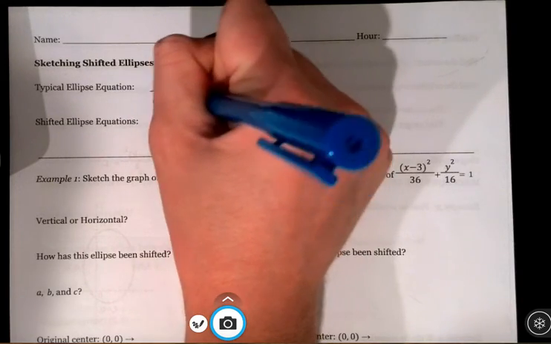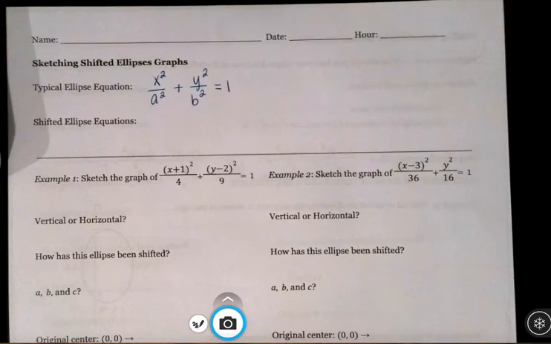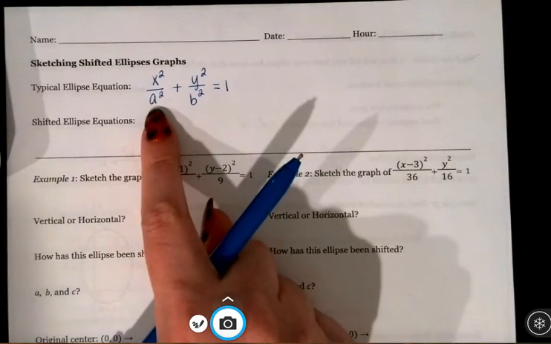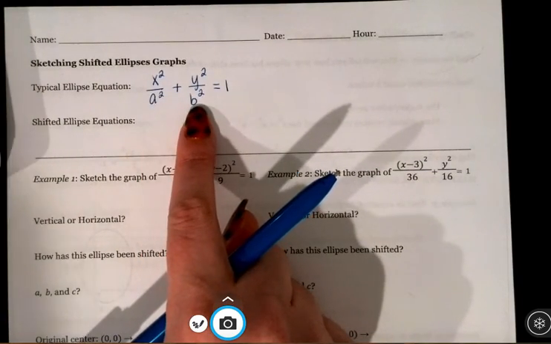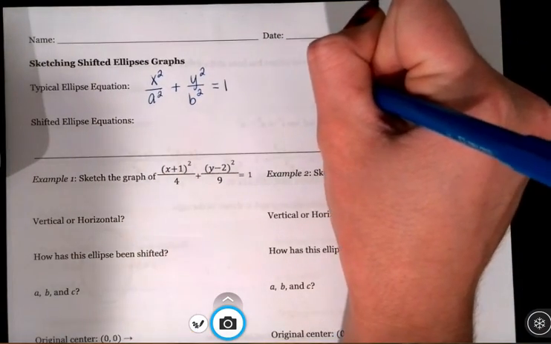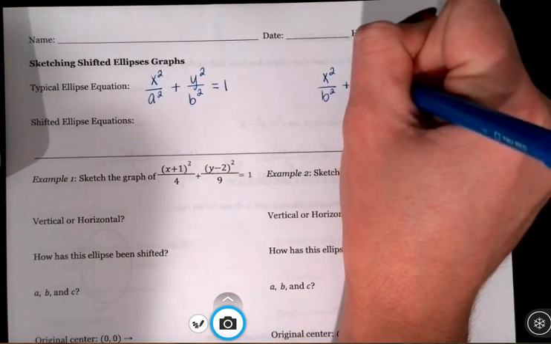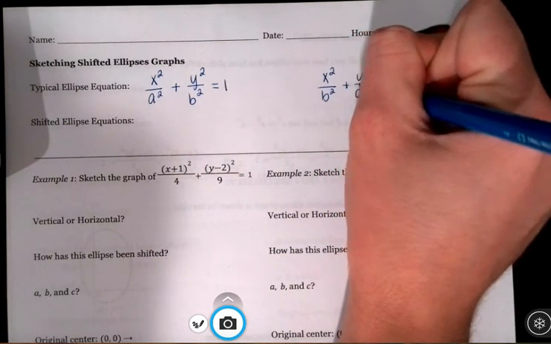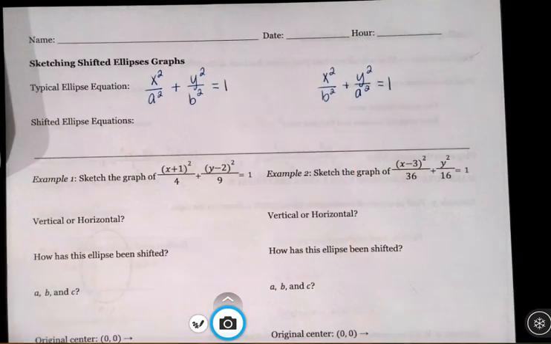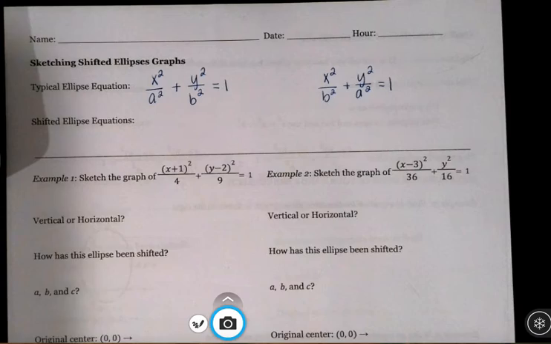plus y squared over b squared equals 1. And then a is always bigger than b, and then they're both bigger than 0. For a vertical ellipse, we have x squared over b squared plus y squared over a squared equals 1. So this is how we can tell if it's horizontal or vertical.